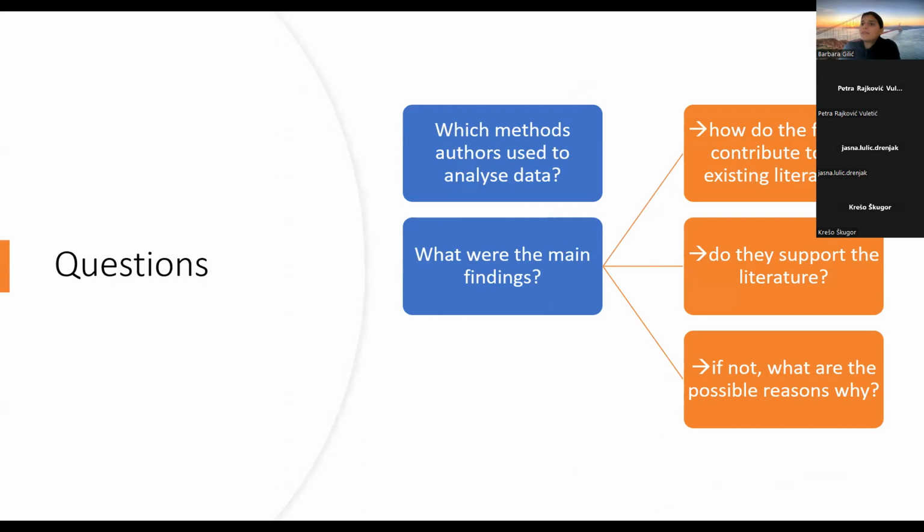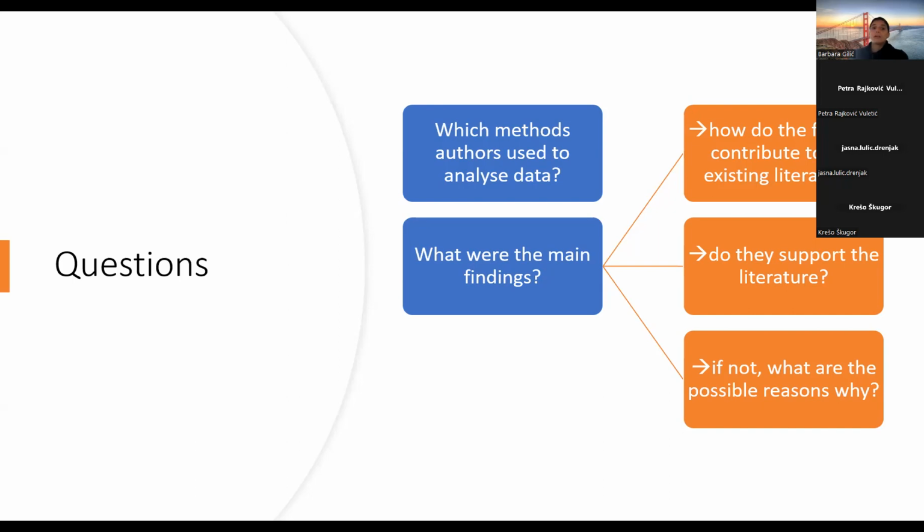So what were the main findings of this first study? How do the findings contribute to the existing literature? For example, our study contributed to the existing literature because they supported the theory that physical activity levels will drop during the COVID-19 pandemic. And that's what our results supported.